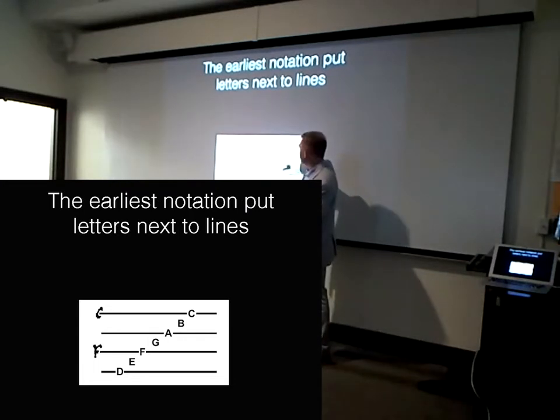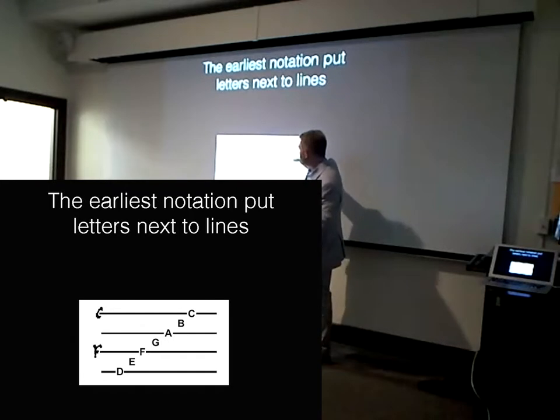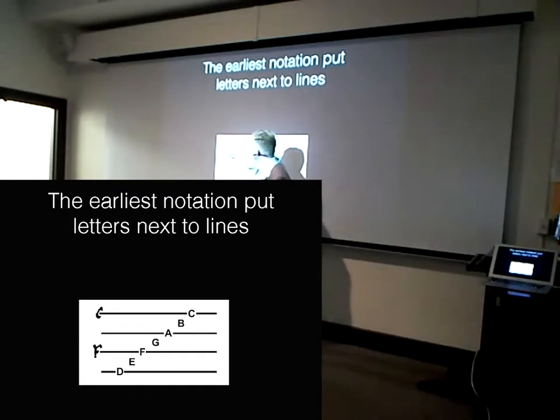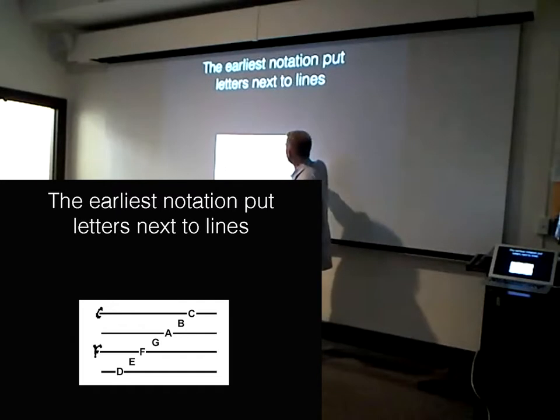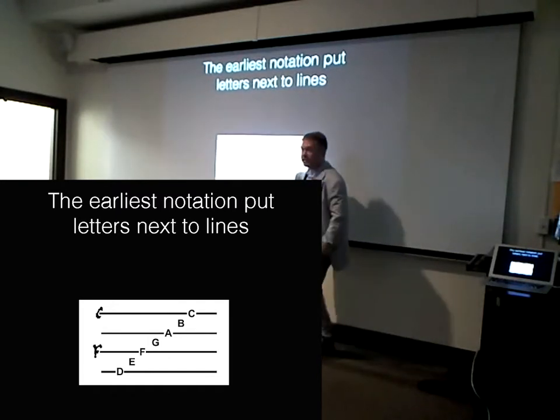If you skip one, you can go from A to C. And this little clef sign says that this is C. And this line says that this is F. And that makes sense because going C, B, A, G, F to that staff will get you to an F.